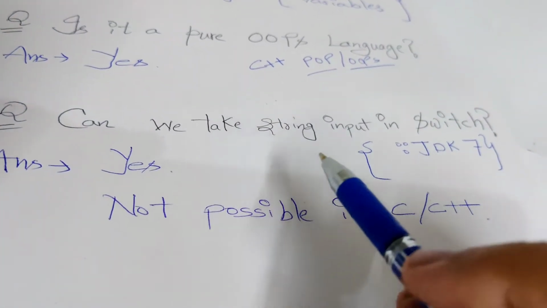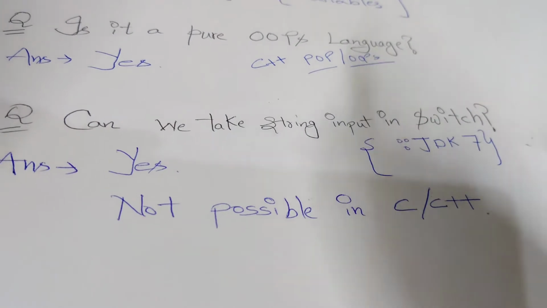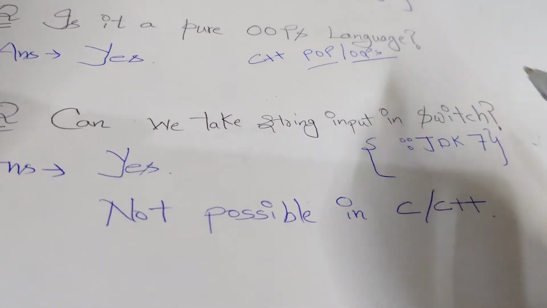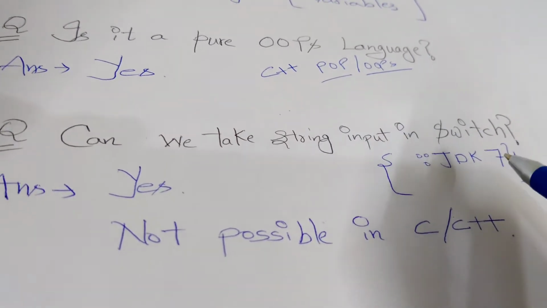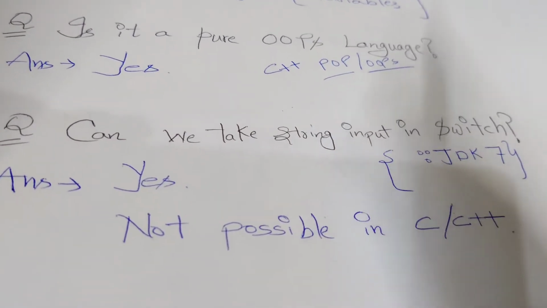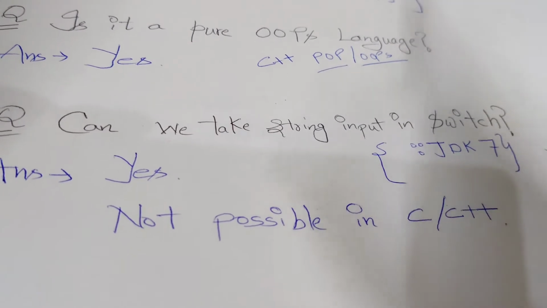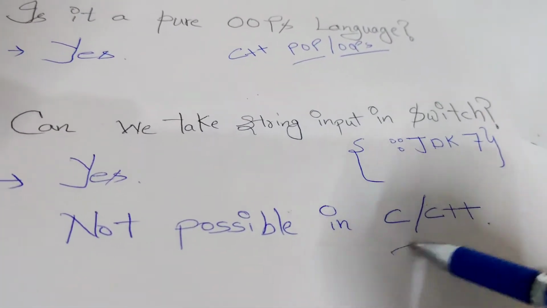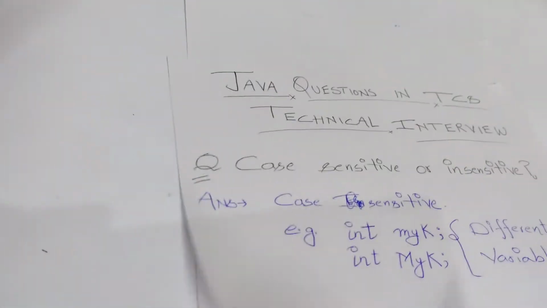Can we take a string input in a switch statement? Before Java Development Kit 7, it wasn't possible. But after it, it is possible in Java. We can take a string as input. It is still impossible in C and C++. Okay, very important question. Let's move to the other question.